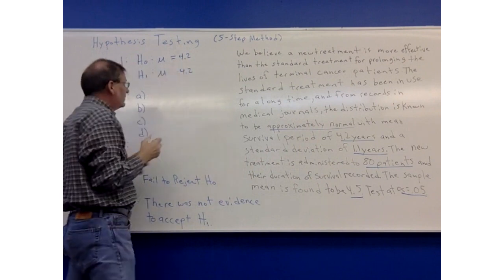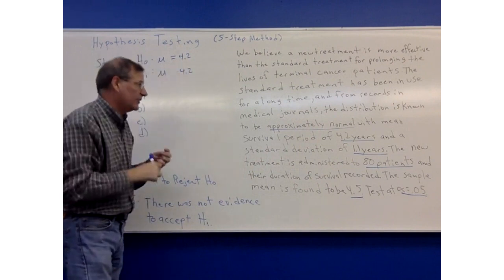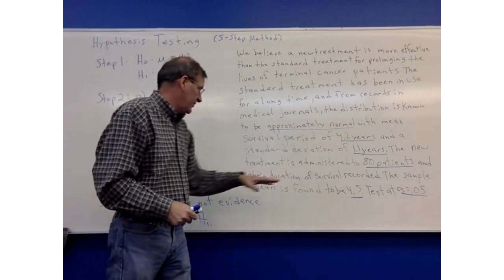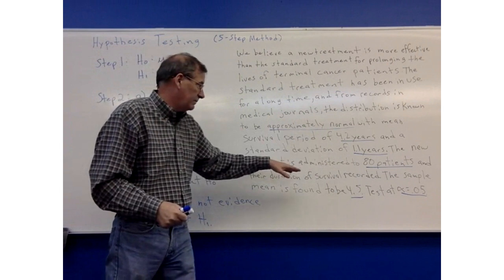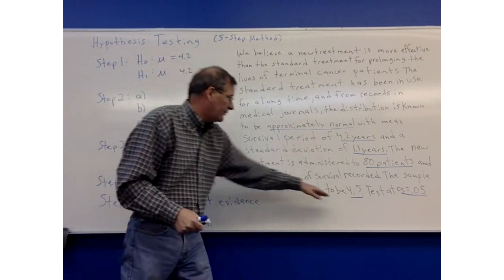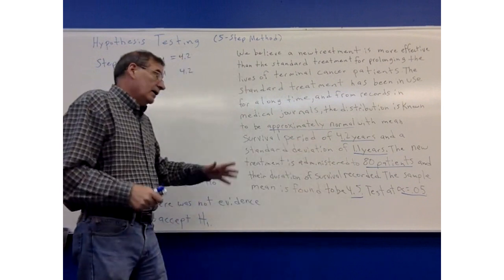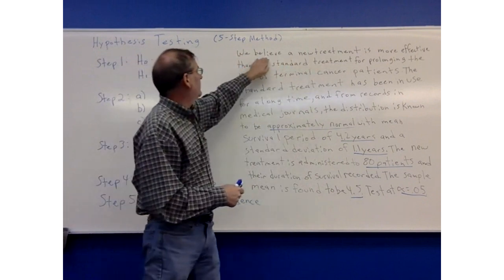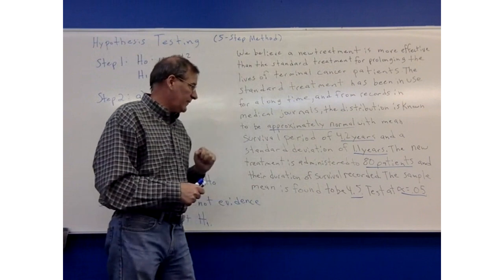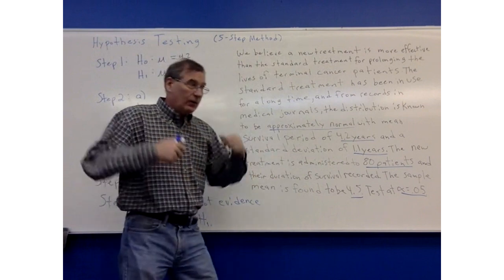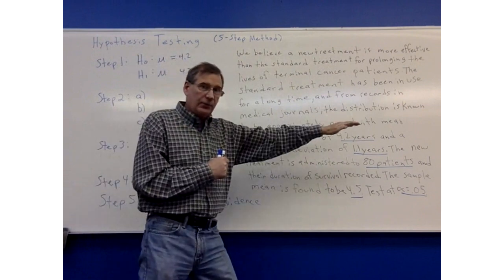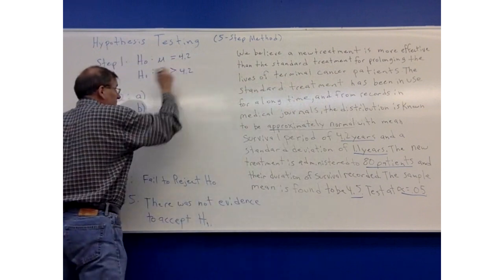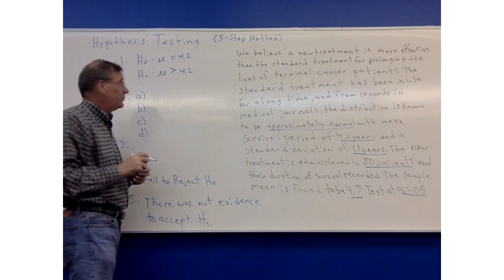So we've got to check what the alternate is. What are we trying to show? The new treatment is administered to 80 patients and their duration of survival period recorded. The sample mean is found to be 4.5. Okay, we believe a new treatment is more effective. That's what I'm looking for right there. What are we trying to show? It's established 4.2. We want better than 4.2. We think the mean is actually better than 4.2.